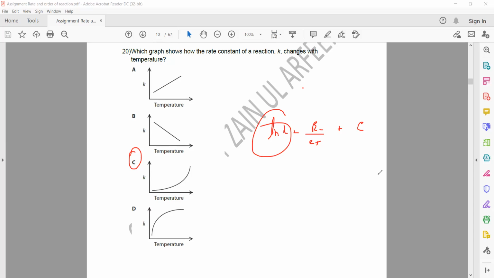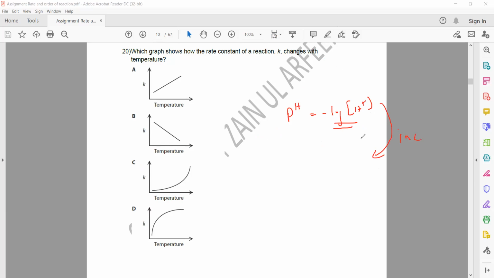Because ln K is involved with T, it means there is an exponential change in K. Is it clear? But according to this equation, shouldn't it be inversely proportional? No. In mathematics, if you have studied this formula, pH is equal to minus log of hydrogen ion concentration. Whenever logarithm is involved, if hydrogen ion concentration is increasing, the pH will decrease.